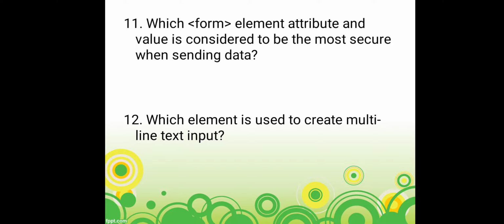Many students have written method dash post, post method. No, the answer was method equal to post, because they are asking you the attribute and the value. So how do you write? Method equal to value. What value is it? Get or post. But which is the secure one? It is post. So the correct answer was method equal to post.